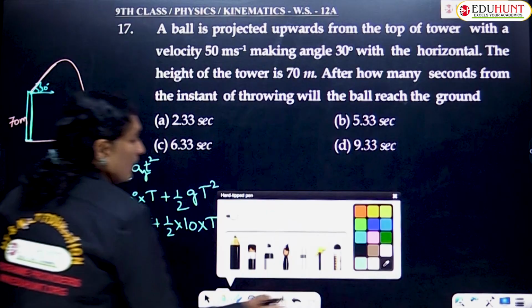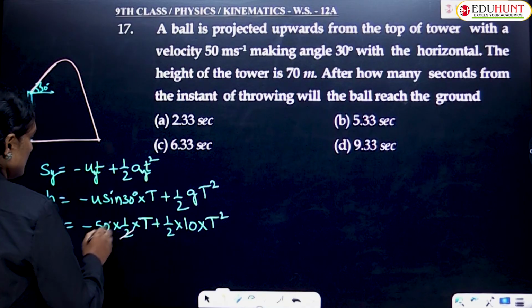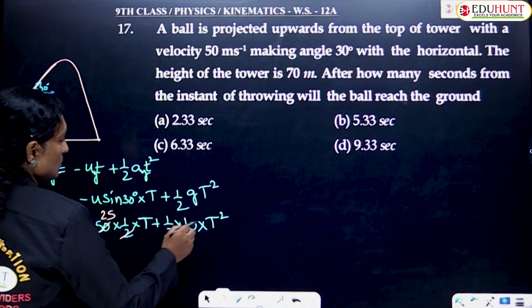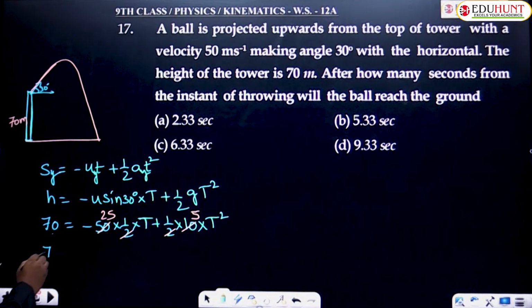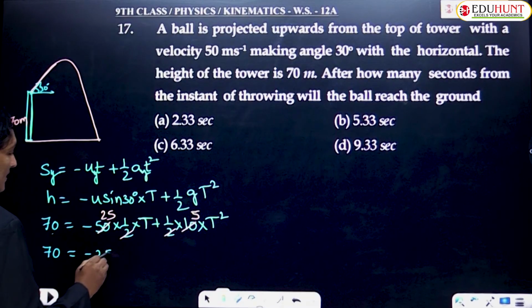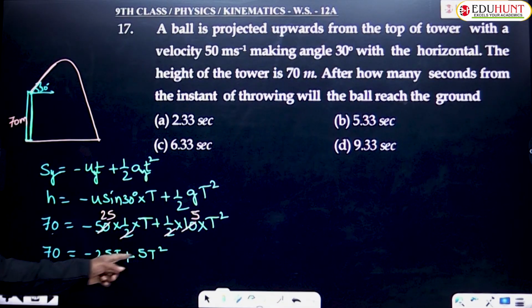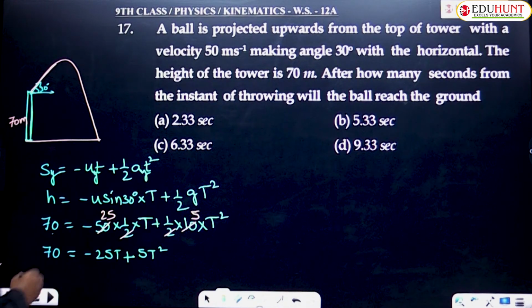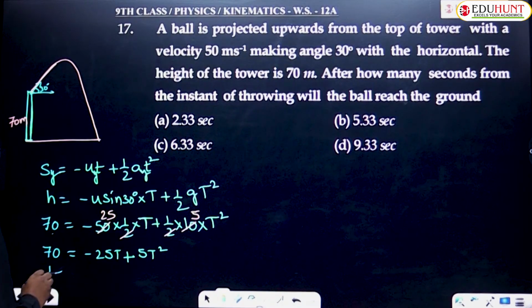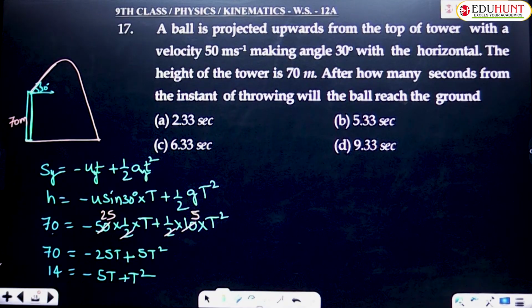Is that clear? Well, simplifying the above equation, this 2 goes 25 times, this 2 goes 5 times. So now the final equation would be something like this: 70 equals minus 25t plus 5t square. This is again a multiple of 5. Let us simplify with 5, take out 5 common, then you can cancel with 5. Then 5 ones are 5, 14 must be equals to minus 5t plus t square is your final equation.